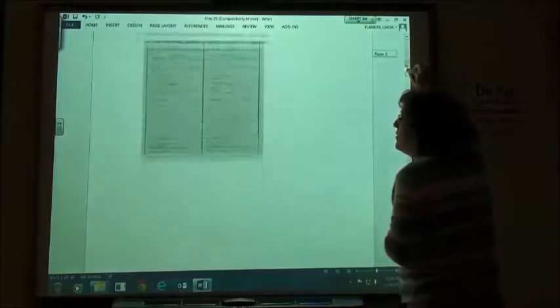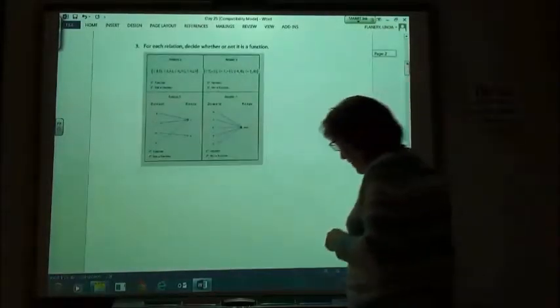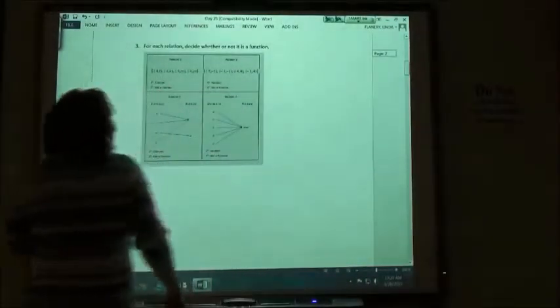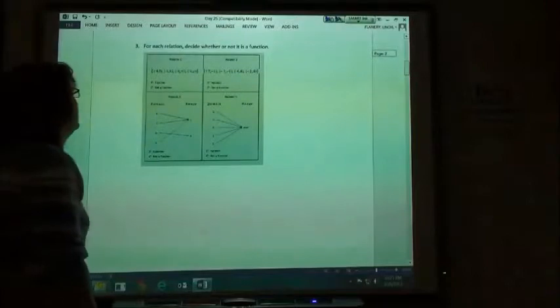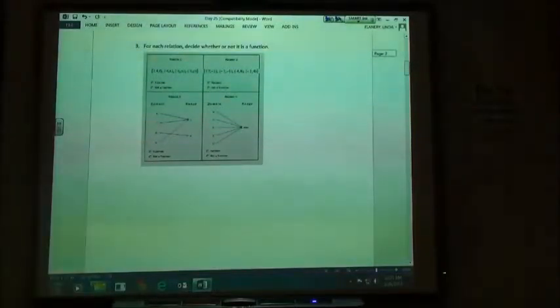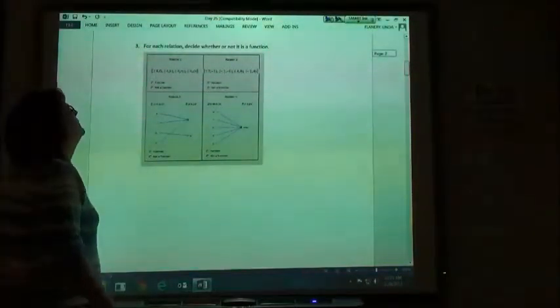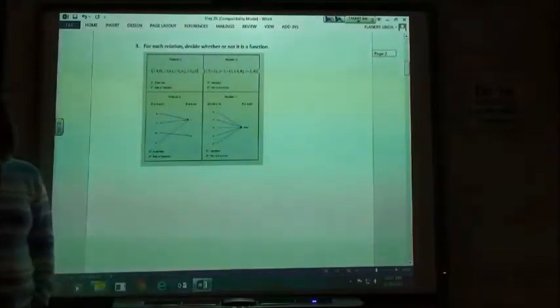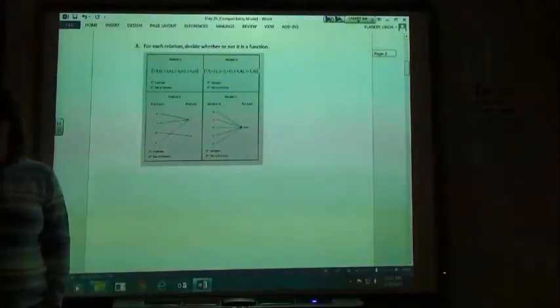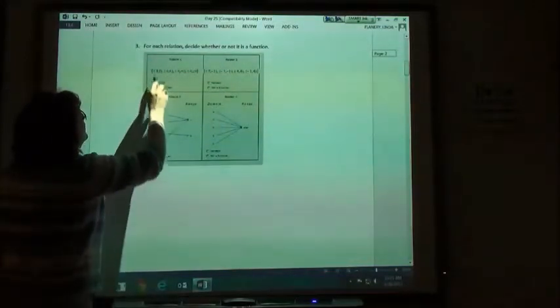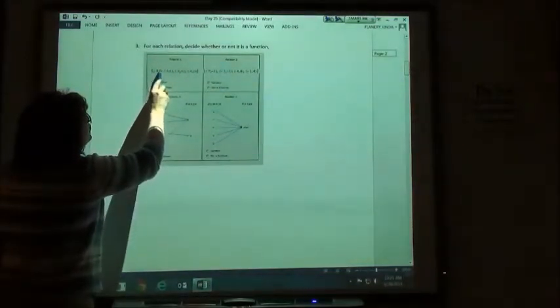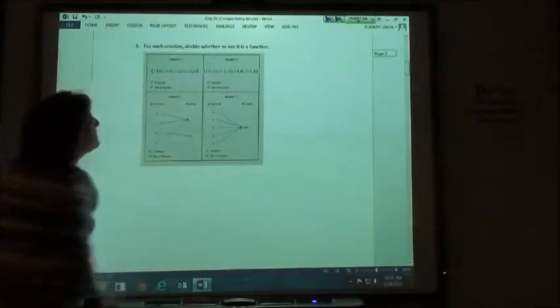So, now we'll look at the third one, see if we got this all figured out. On number 1, it says 4 goes to y, 4 goes to f, 4 goes to k, 4 goes to m, and 4 goes to z. Is that a function? No, because the 4 has how many different answers? It goes to 4 different answers because it goes to an f, a k, an m, and a z.